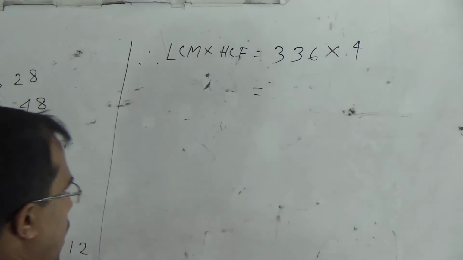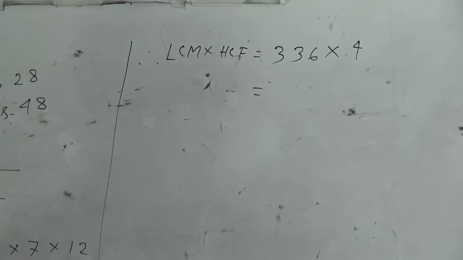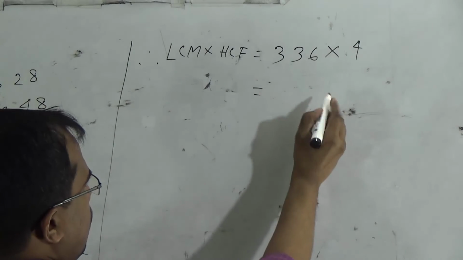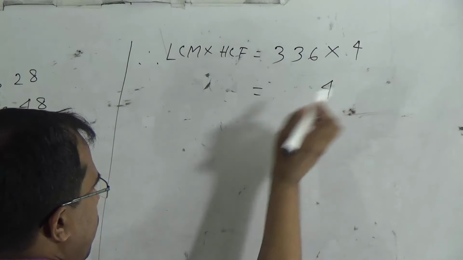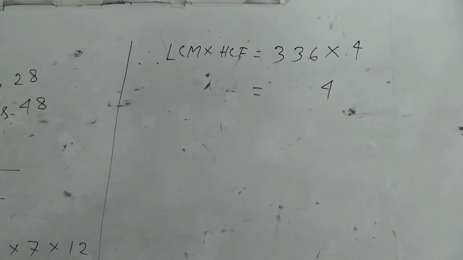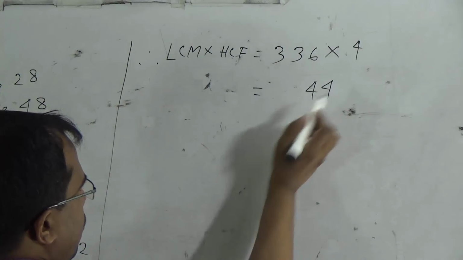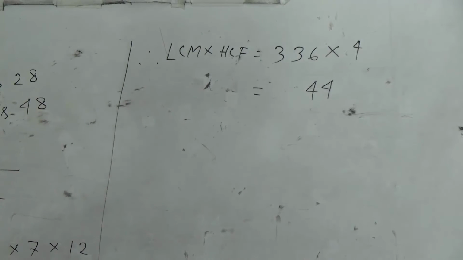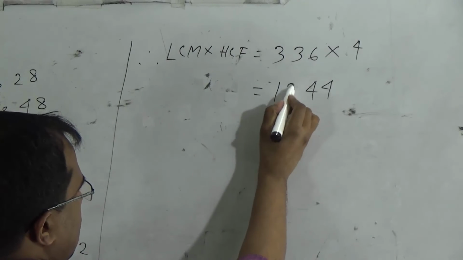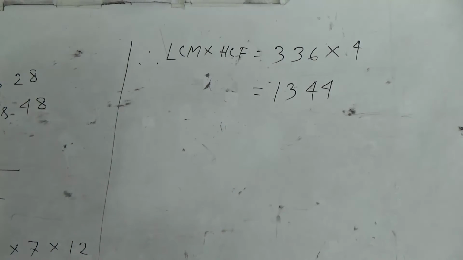Now if we multiply 336 by 4, then 4 sixes are 24. From 24 we will write 4 carrying 2. Again 4 threes are 12, 12 plus 2 equal to 14. From 14 we will write 4 carrying 1. Now 4 threes are 12, 12 plus 1 is equal to 13. 1344. Now we will find out the product of two numbers.